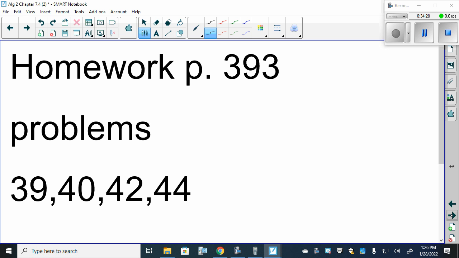So the homework assignment for this here is on page 393, 39, 40, 42, and 44. So 4 problems. There are not multiple parts. So you actually just have 4 problems for homework tonight.